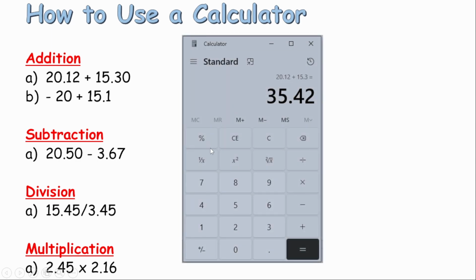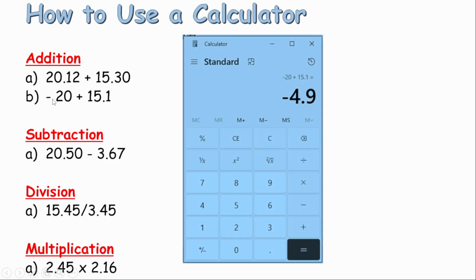So you take your calculator and press those numbers. 20 point, this is the decimal point, 12 plus 15.30, and it's displayed here, and the final answer becomes 35.42. Now that's simple addition operation using this sign. Now let's try the second one.